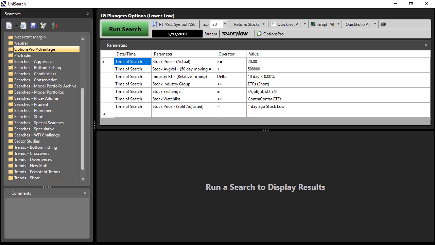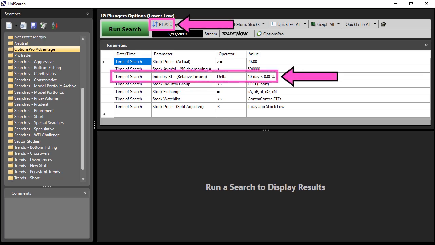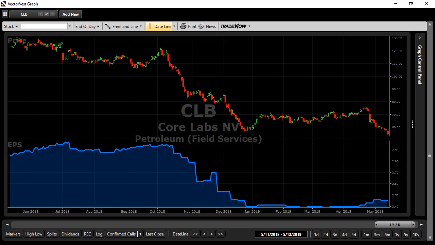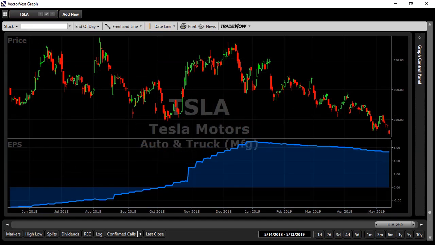As you can see, in addition to the high volume criteria, it finds stocks that are in industries that are falling over the last 10 days, and it sorts the stocks by our RT or relative timing indicator, which brings the stocks with the strongest downtrends to the top of the list. Searches like this will help you routinely identify stocks for your bearish income trades, such as this. Notice the downtrending stock price and the poor earnings performance. Here's another one. And here's another.